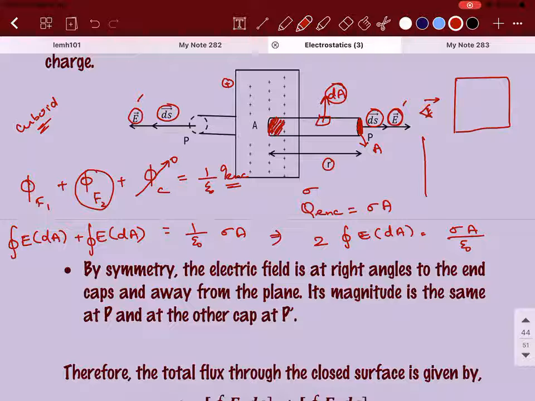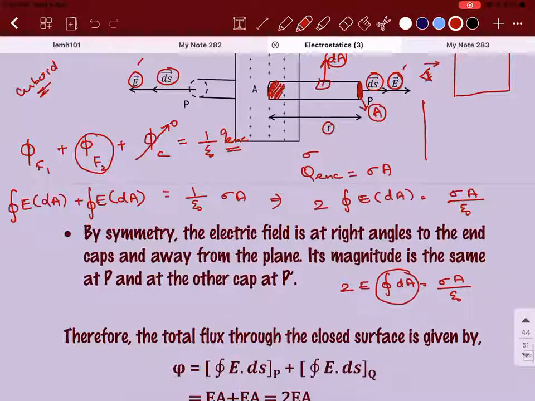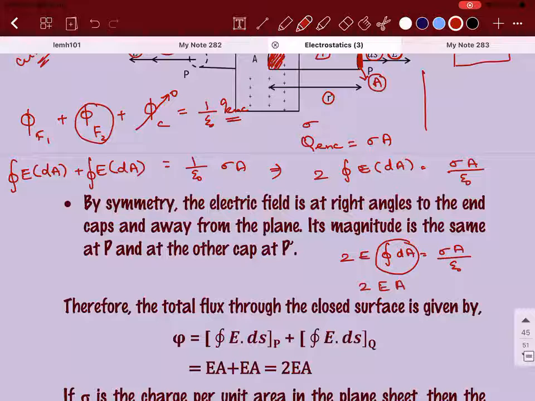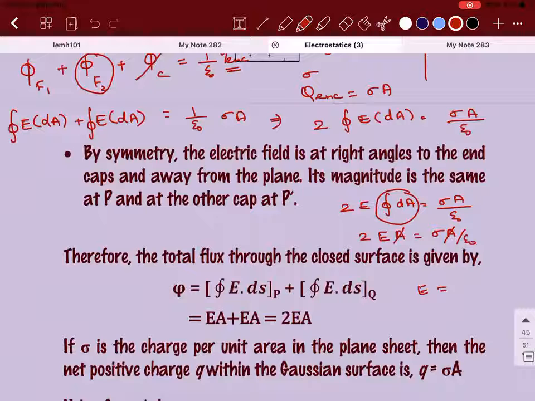So what is the surface integral of dA, guys? 2 into E into the surface integral of dA is equal to sigma into A divided by epsilon naught. But the surface integral of dA is nothing but the area of the flat surface. What did I consider the area of the flat surface to be? Capital A. So can I write it as 2 into E into A is equal to sigma into A divided by epsilon naught. A and A will get cancelled. E will be equal to sigma divided by 2 epsilon naught.